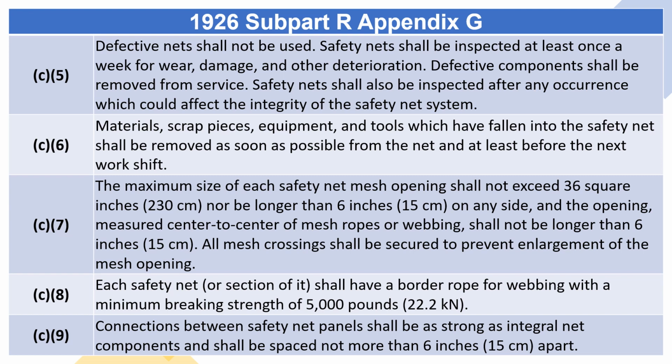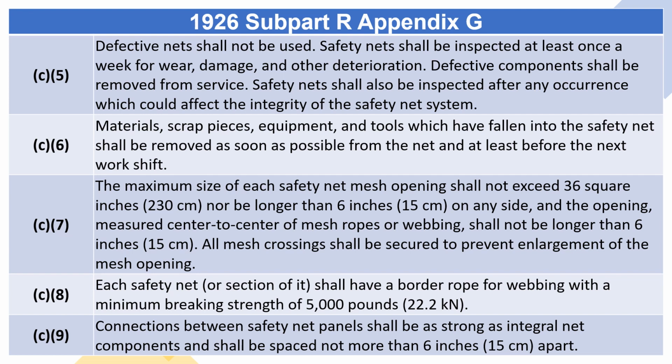C.7. The maximum size of each safety net mesh opening shall not exceed 36 square inches (230 square centimeters), nor be longer than 6 inches (15 centimeters) on any side, and the opening, measured center to center of mesh ropes or webbing, shall not be longer than 6 inches (15 centimeters). All mesh crossings shall be secured to prevent enlargement of the mesh opening.